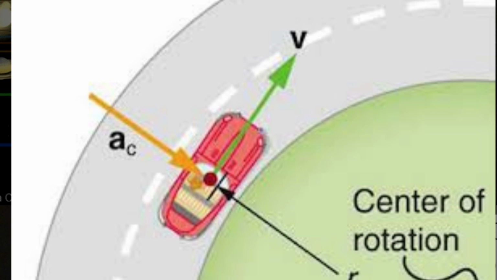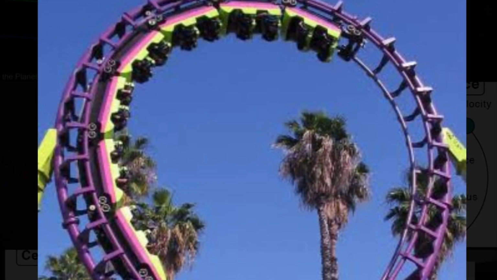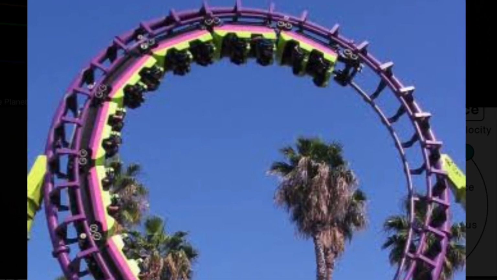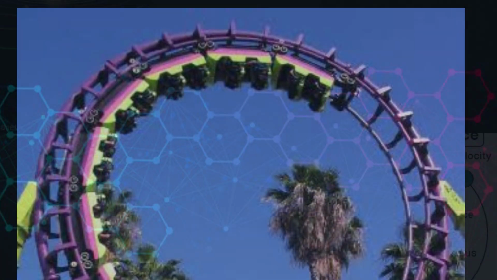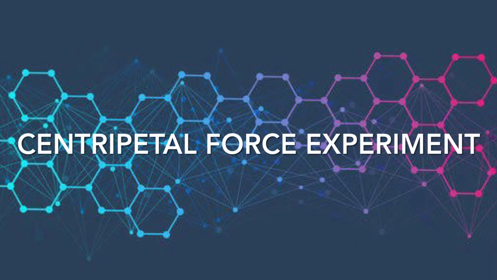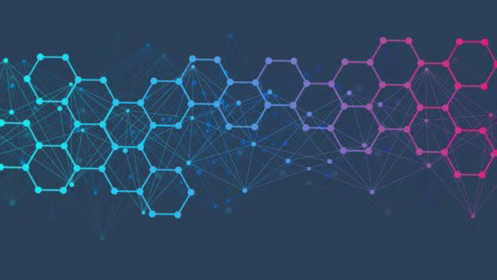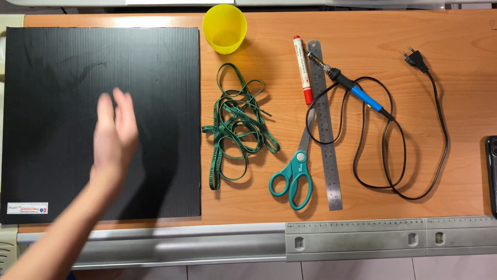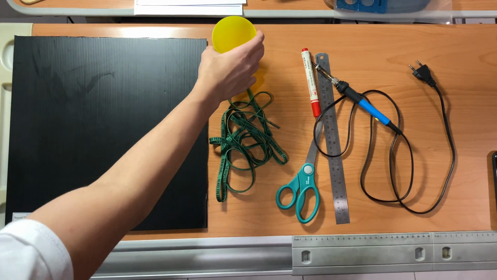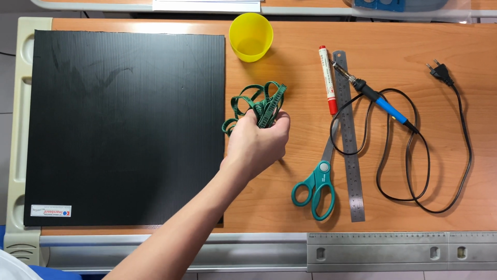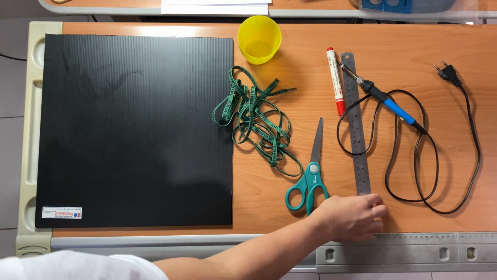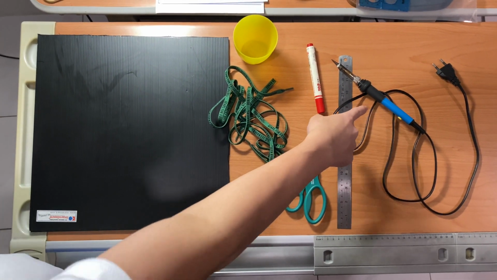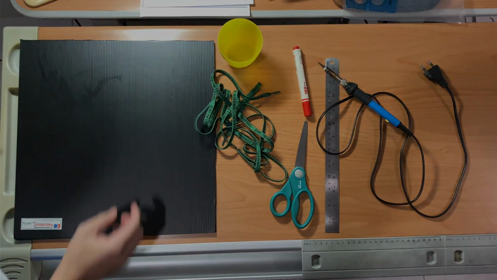There are so many applications of centripetal force around us. From simply the turning of a car to the loop of a roller coaster, centripetal force is acting all around us. We can conduct a simple experiment to prove this concept of centripetal force. So the materials you will need are first a square board, a plastic cup, shoelaces or string, some scissors, a ruler, marker, and a solder or a drill to drill in the holes in the board.